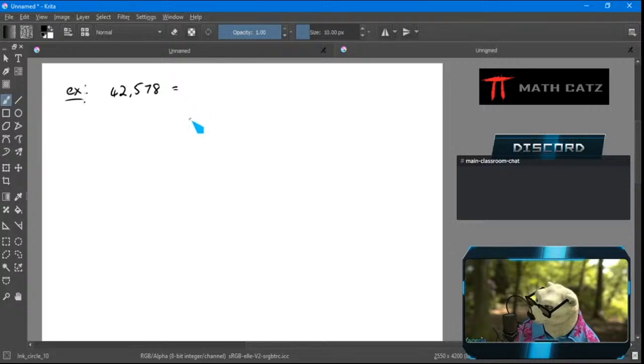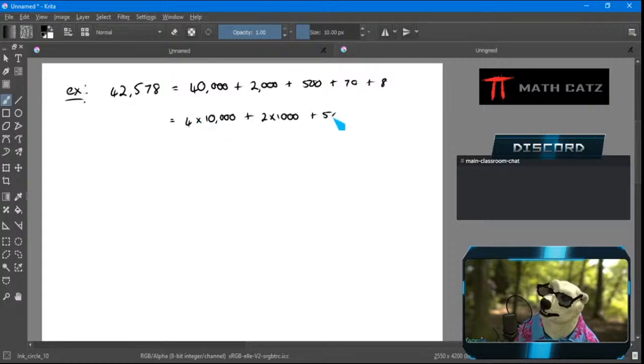It is not personally to have an understanding of why the tests say what they do in terms of the knowledge that I have. 40,000, 2000, and then 500, and then 70, and then 8. So 40,000 is 4 times 10,000. Then I have 5 times 100, 7 times 10, and 8.